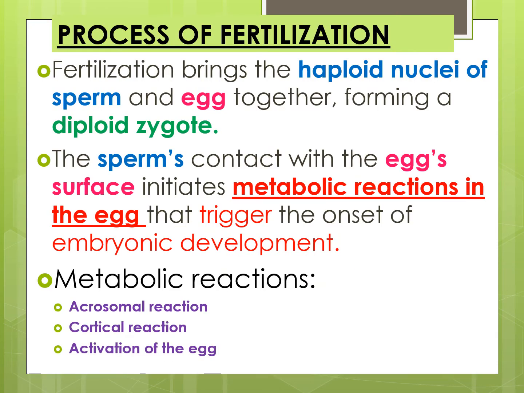One of the important processes that take place in this unit is the process of fertilization, and we remember that fertilization refers to the fusion of the haploid nucleus of your sperm cell with the haploid nucleus of your egg cell. And there are three phases that occur within fertilization. Firstly, the acrosomal reaction, then your cortical reaction, and lastly, the activation of the egg cell. Let us look at the first phase.